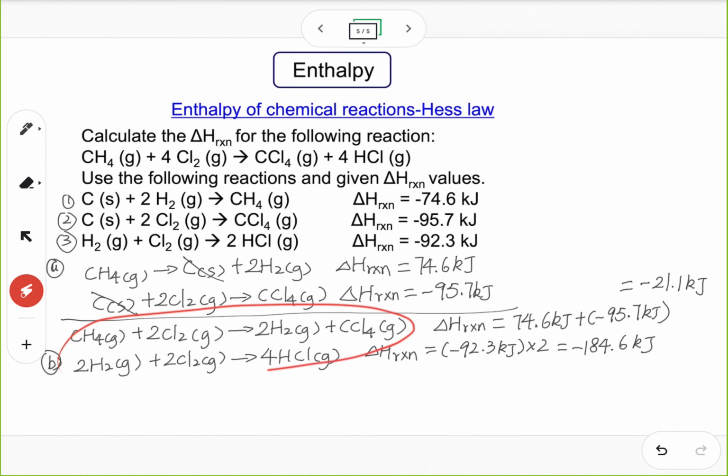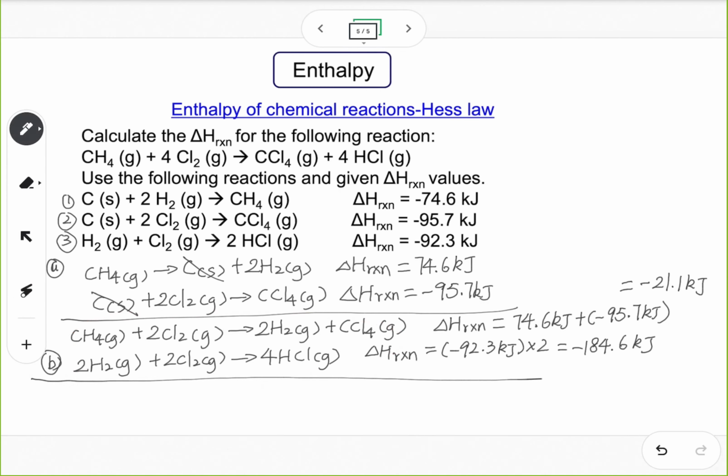All right, now let's take a look at these two reactions. If you add these two reactions together, then you get 4Cl2 right here, 1 CH4 right here, 1 equivalent of CCl4 right here, and 4 equivalents of HCl right here. And meanwhile, you can cancel the 2H2. So you just simply add these two reactions together. That will give you the overall reaction: CH4 gas and 4Cl2 gas generate, remember, hydrogen gets canceled, CCl4 gas and 4HCl gas.